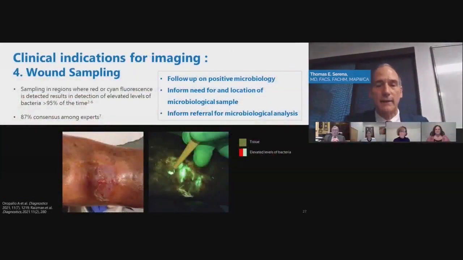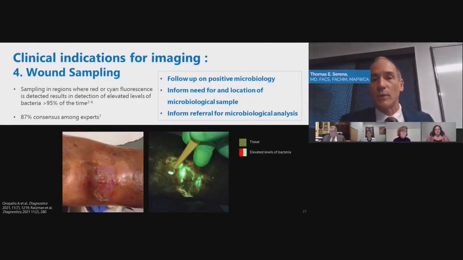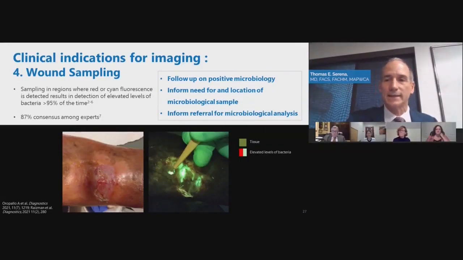So again, a fairly high level of consensus. I have to say, this is a little lower than the 90s. Now, for Delphi, remember, they're 70% and above. That's great. So a little lower than the 90s we're getting used to. However, a lot of us, having used the MolecuLight device for some time, find that our sampling is decreasing. But just to go over what the agreement was: to follow up on a positive microbiology testing or culture, inform the location of where to sample, and inform referral for microbiological analysis.